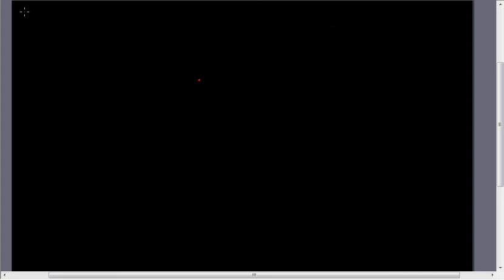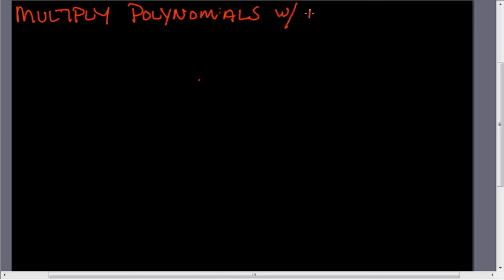Today we're going to see what it looks like when you multiply polynomials using boxes. Let me write this first. Polynomials. A more visual way to represent things like x plus 3 times x plus 4.